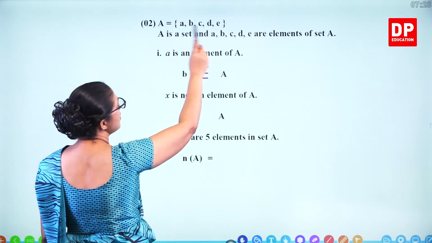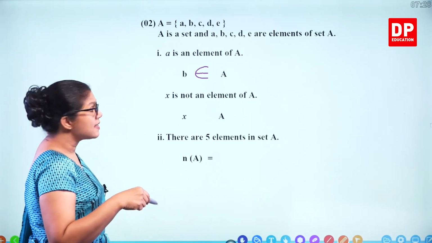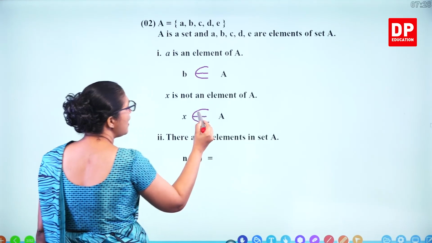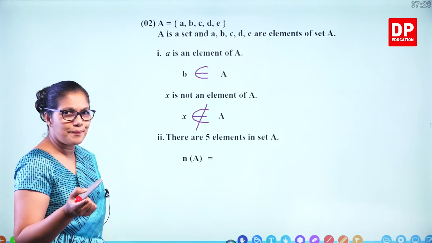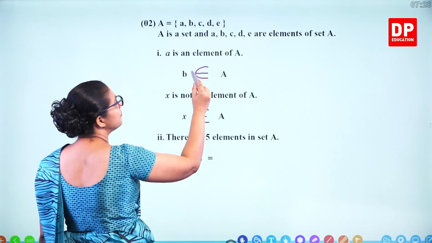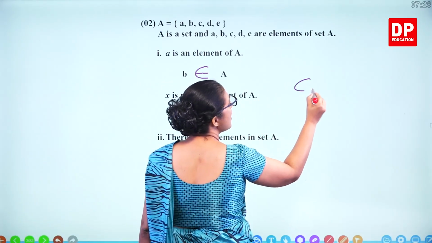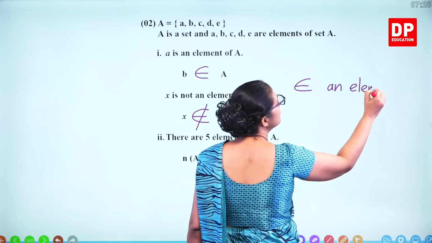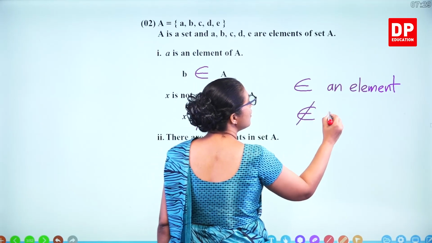X is not an element. X is not there. So how can we use a symbol for that? We write this symbol and cross it out. So that means not an element. So how do we write element? You use this symbol. And not an element is this symbol. So we can write this is an element, and when you cross it out, not an element.